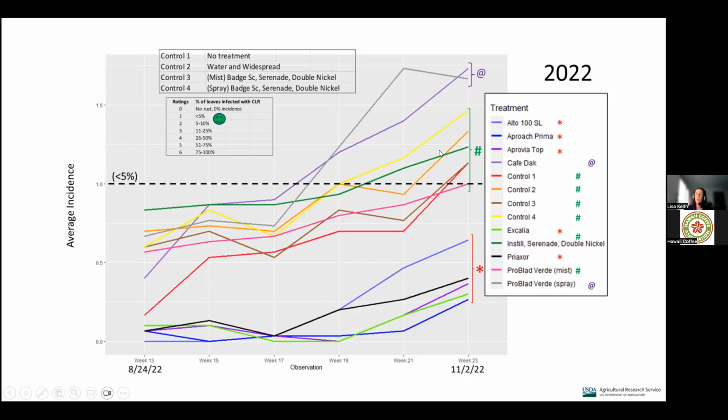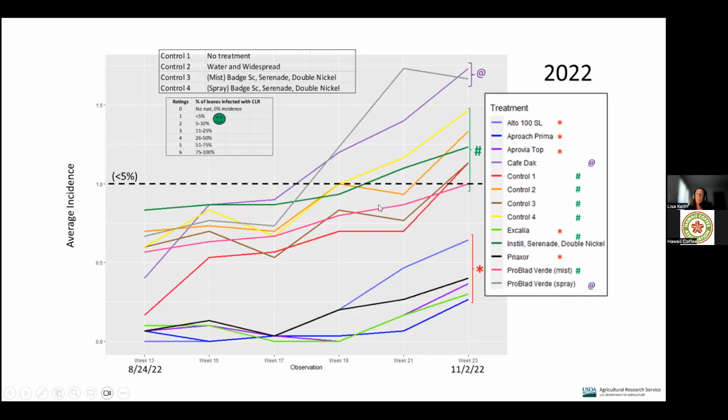Here's some of the others with the rotations of double nickel, serenade, and then not so much looking up here with the ProBlad, Cafidac again, which are more nutritional based products. But I wanted to point out, even though you do see increase and you can kind of see trends of separation based on active ingredients and the mode of action, here's this incidence line, 1, which is less than 5%.